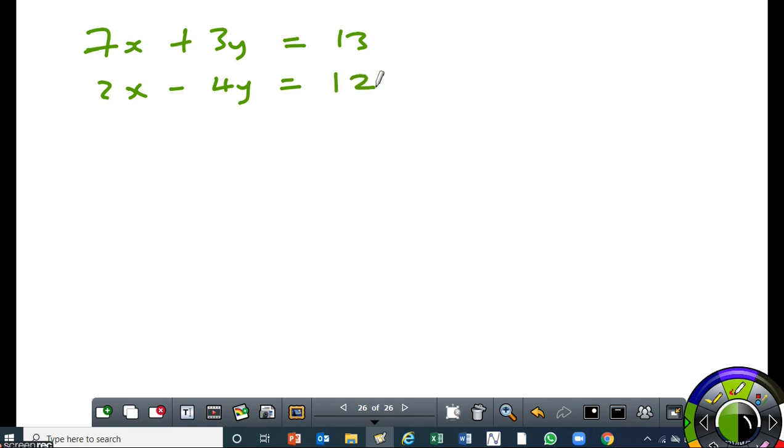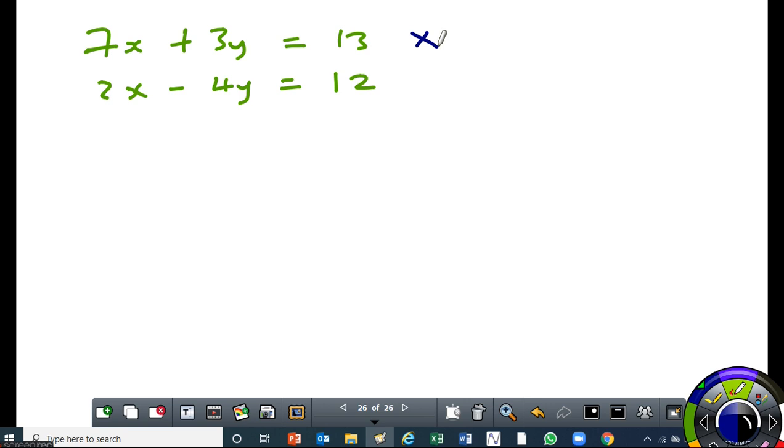Now, if I want to solve these two using the elimination method, all I have to do is decide whether I want to eliminate x or eliminate y. I'm going to eliminate x. For me to eliminate x, I need to make the 2x and the 7x equivalent to the LCM. What's the LCM of 7x and 2x? It's 14.